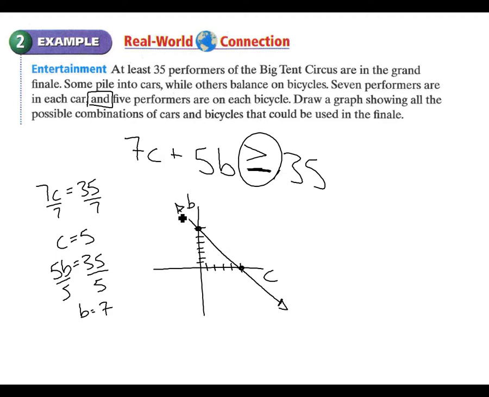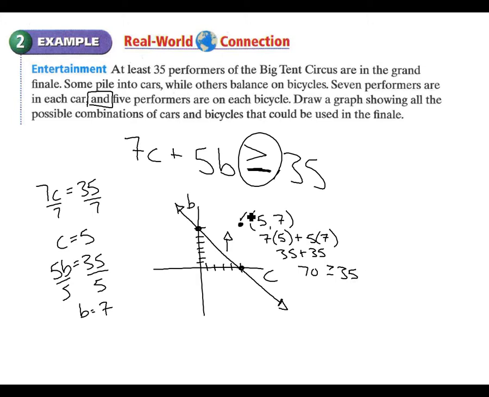All right, and then where are we going to shade? We want to be above or below 35. We want to be greater than 35, so we want to be above. If you weren't sure, we could pick some point that was just floating out there, maybe 5 and 7. Let's test this point right here. This is 5, 7. If we plug this in, we'd have 7 times 5 plus 5 times 7. That's 35 plus 35, and that's 70. Is 70 greater than or equal to 35?